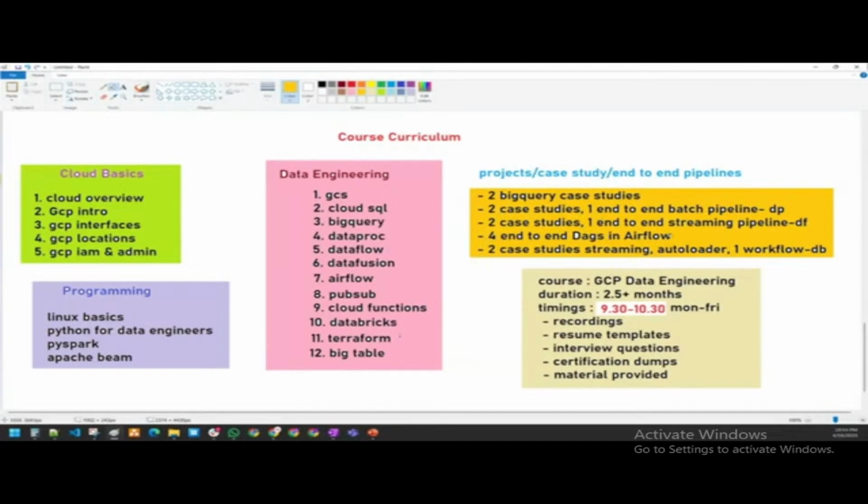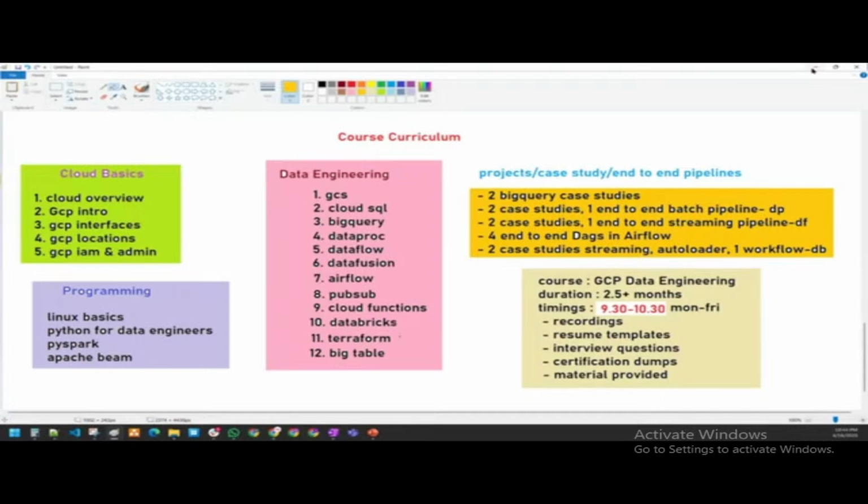Four end-to-end DAGs in Airflow, very, very important for orchestration pipelines. Here, four. Then two case studies in Databricks: one for streaming, one more for Auto Loader, plus one end-to-end workflow. So all of these things, 10 plus case studies and end-to-end pipelines, we are going to cover here.